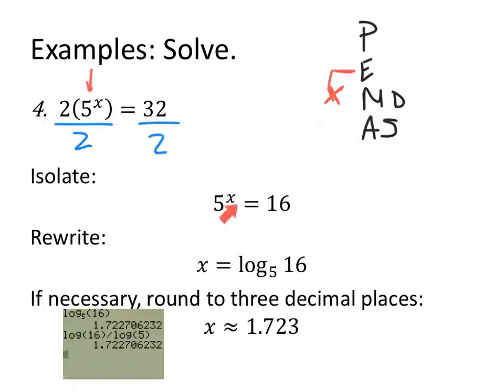We'll rewrite that anytime the variable's in the exponent. x is the power to which I raise 5 in order to get 16. And if you have a calculator that has the log base option in the math menu, you could type in log base 5 of 16 and it'll find it for you. And if you don't, remember the change of base formula is log of 16 divided by log of the base, in this case log of 5, and you get the same answer either way. So if you don't have the fancy button, as long as you have the fancy knowledge, you'll be just fine. Remember, this is the exact answer. This is the approximation. So make sure you know what it is your professor's asking for.